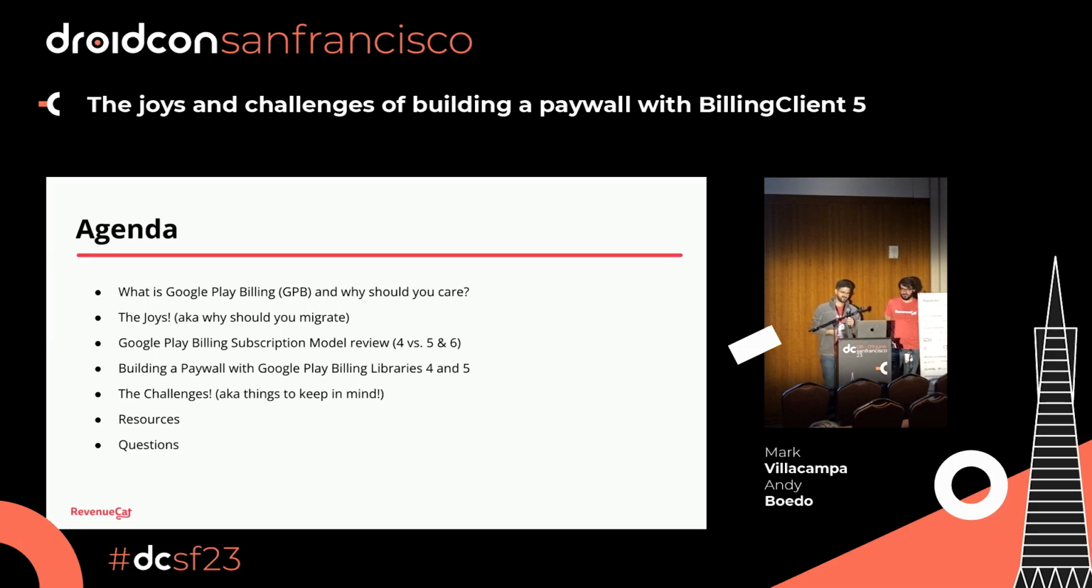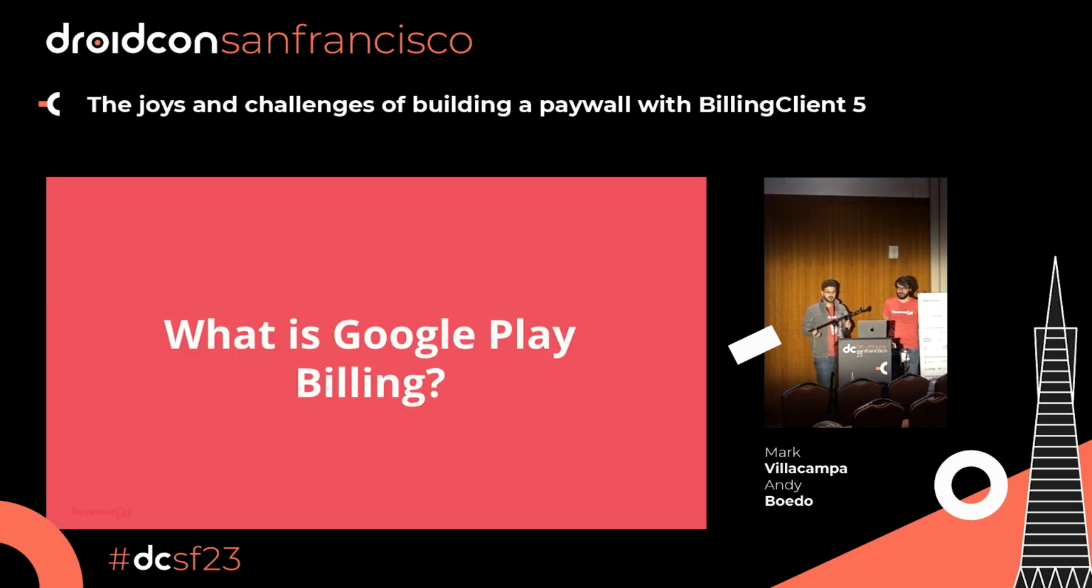All right, and so then we are going to actually show you how to build a paywall with Billing Client 4 and then with Billing Client 5 or 6. And we're going to go into the practical differences between them. And then we'll talk about the challenges, the things that you may run into, the things that we ran into when migrating at RemedyCat. And we're going to leave you with some resources and have time for questions towards the end.